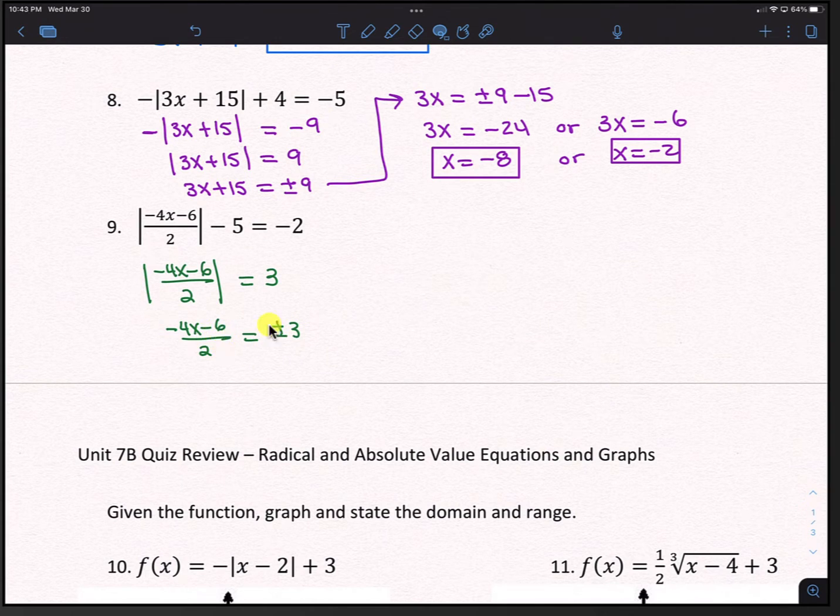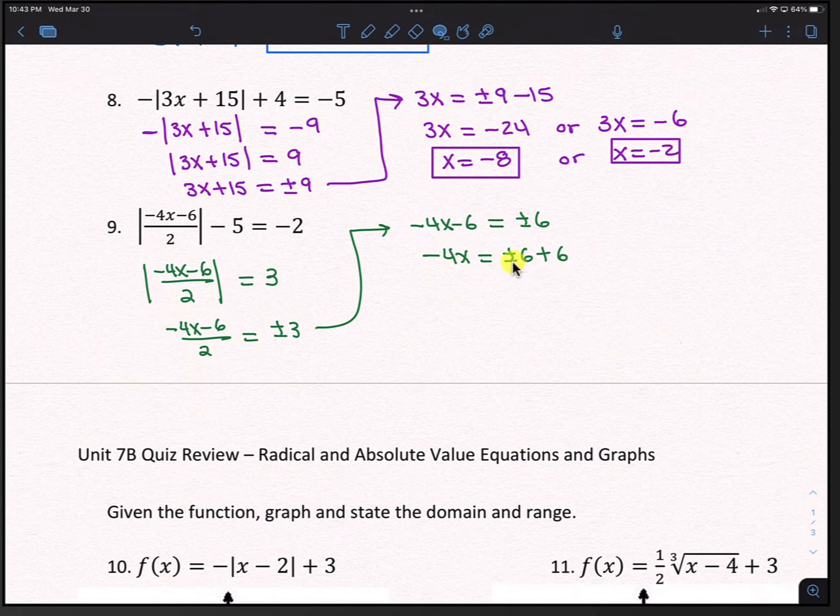Now we'll need to undo the fraction by multiplying by 2 on both sides. So 2 multiplied by negative and positive 3 results in negative or positive 6. Now we'll just add 6 to both sides. So we have negative 4x is equal to plus or minus 6 plus 6.